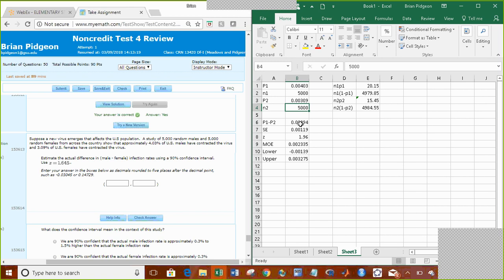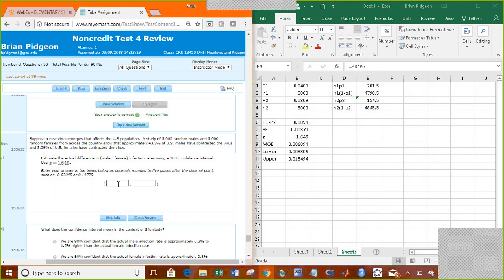So the difference is this. There we go. So now our difference is 0.0094. That should be P1 minus P2. Standard error is still the same calculation: P hat 1 times 1 minus P hat 1 over N1, and so on. Z in this case, because we're doing a 90% confidence interval, is 1.645. That gives us our margin of error, and then our lower and upper bounds: 0.00345, 0.01549.